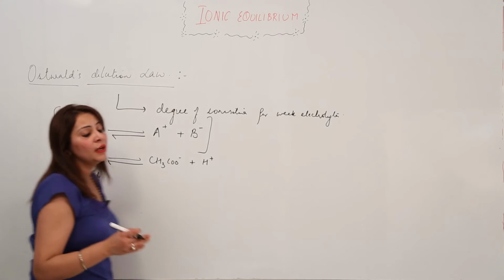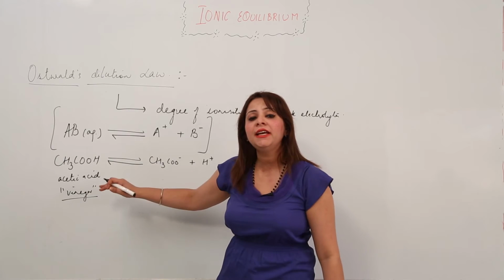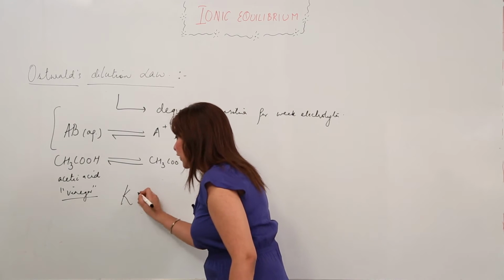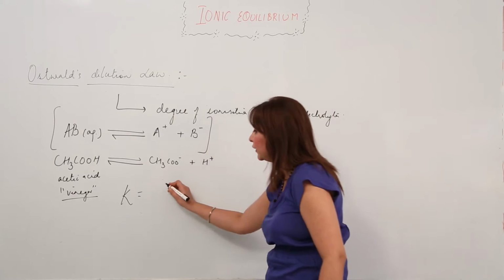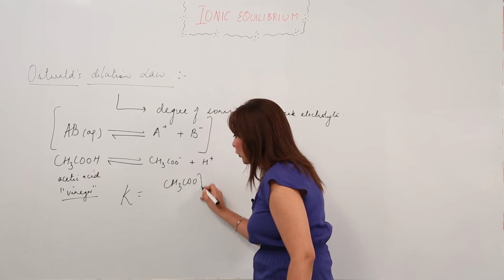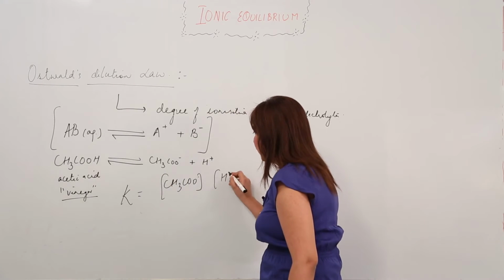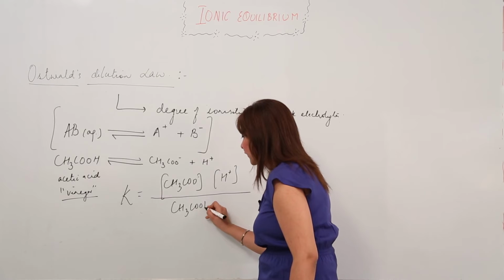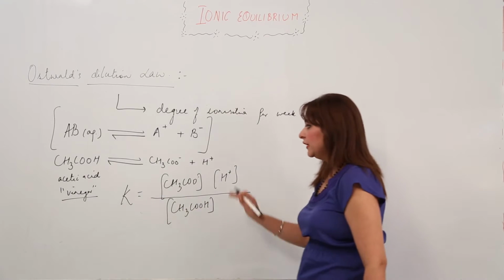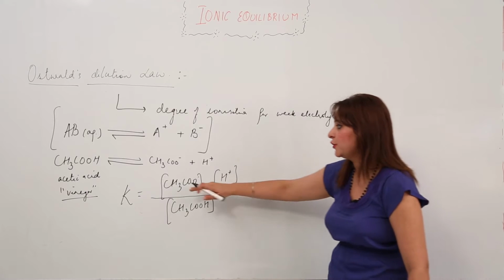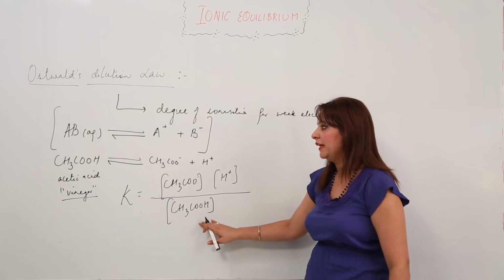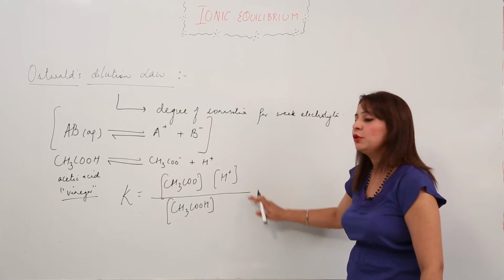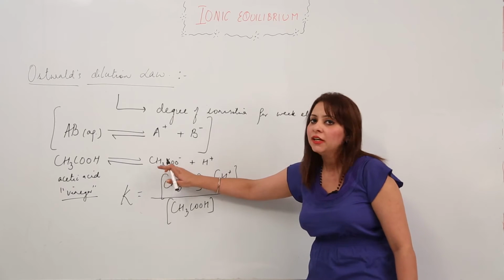Now we know from the law of chemical equilibrium that I can write the equilibrium expression for it. So similarly I am doing it here for this equation. The equilibrium expression is K equal to the concentration of products, that is acetate ion and hydrogen ion, divided by the concentration of the reactant. That is K = [CH3COO-][H+] divided by [CH3COOH]. This is the equilibrium constant expression I have written for this equation.